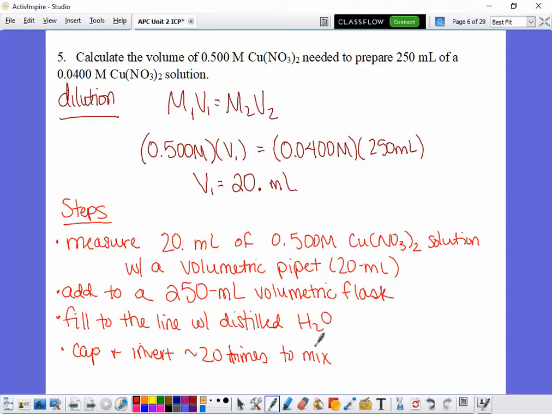Okay? So if you go above the line, you can do one of two things. Deal with it, move on, make note of the error, or remake your solution, which will never be an option for you guys, because I don't want you to waste chemicals. When you're filling up these volumetric flasks, we have those squirt bottles filled with distilled water, from the jugs. When you get close to that neck, you stop, squeeze the bottle, and slowly fill it. Okay? All right. One more problem and then we're done for today.